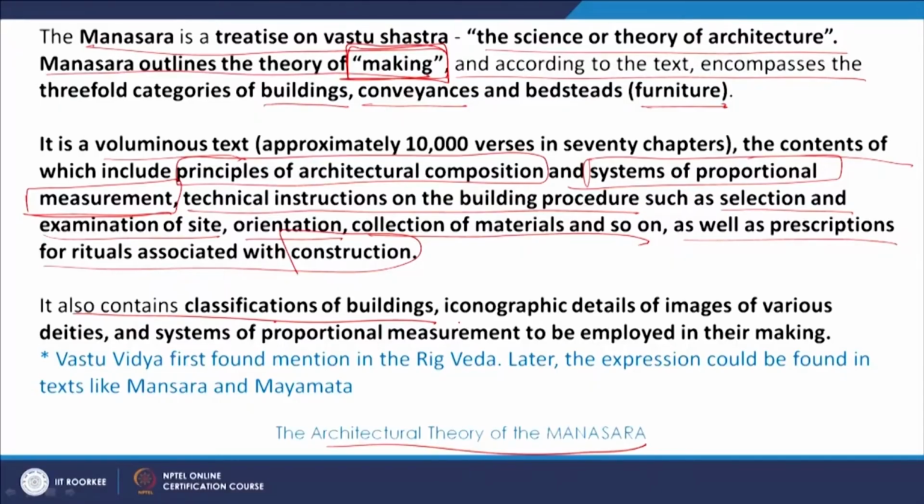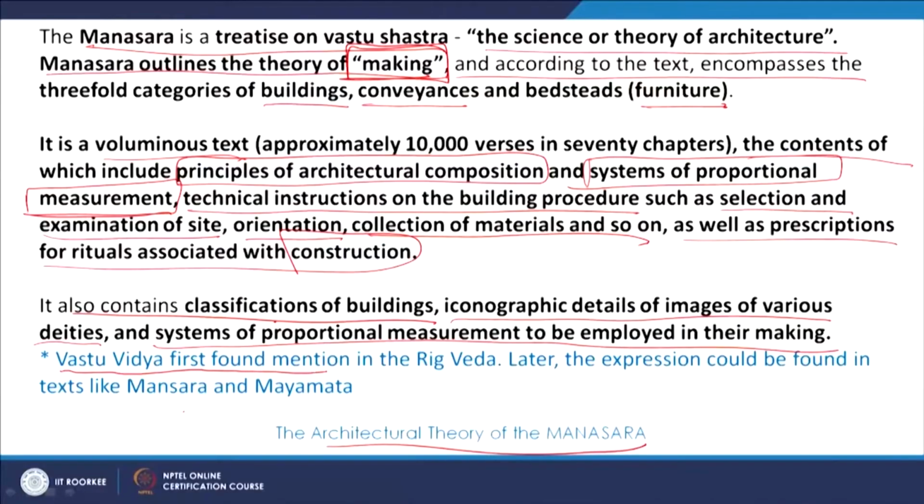and they try to help guide us over the period of time, over several ages, to understand the interior architecture, craft expressions and the processes involved in the making. It also contains classifications of buildings, iconographic details of images of various deities and systems of proportional measurement to be employed in their making. So, we have these references, documented references to follow, to take references.